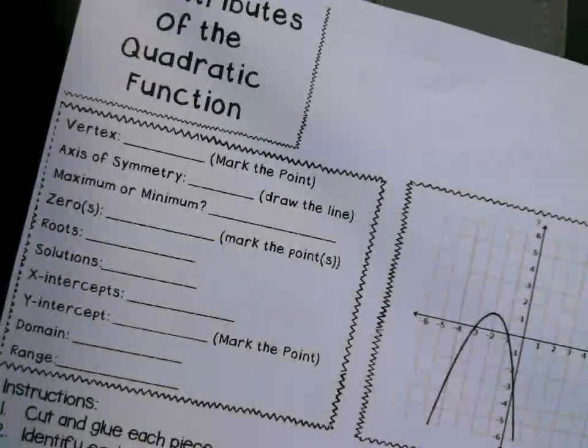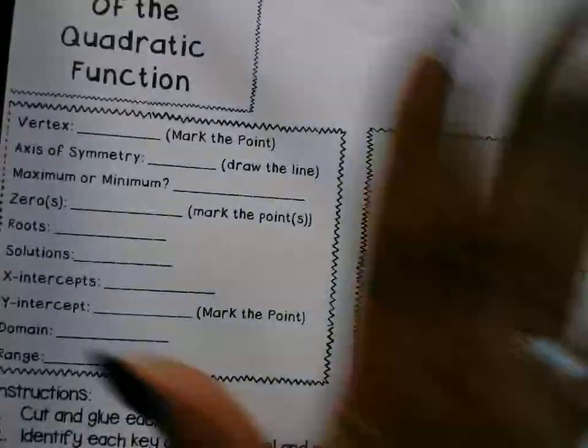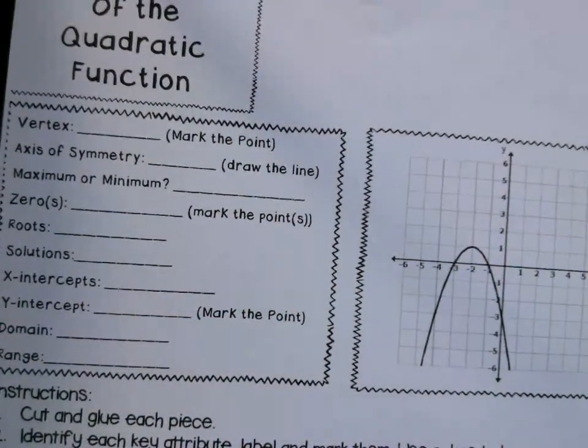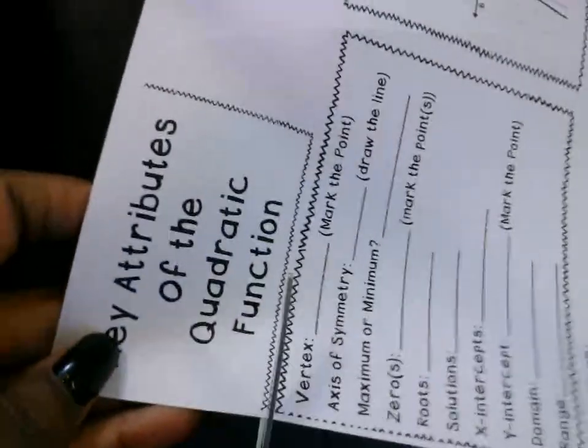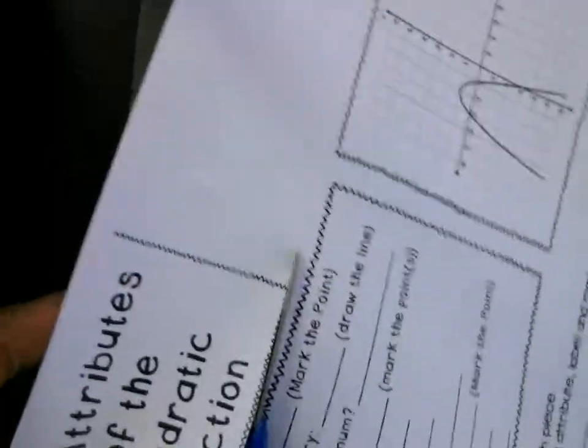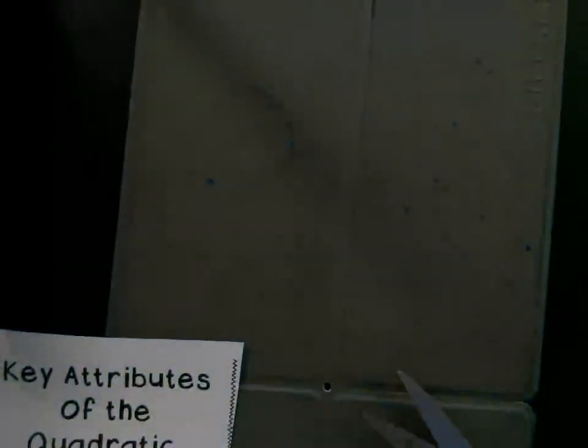So now I want you to cut out. We're going to cut out the boxes here. We're going to cut out this box, this box. It's 3 boxes on this page. Please cut those 3 boxes out. Key attributes of a quadratic function. Cut that out. And then cut out these 2 boxes here. All right, I'm going to pause for the calls, give you a chance to cut out.